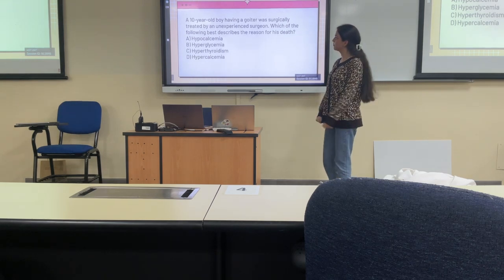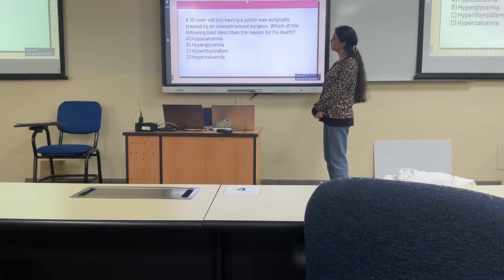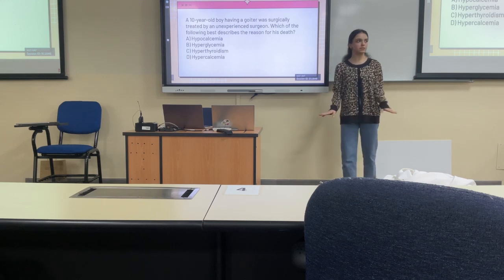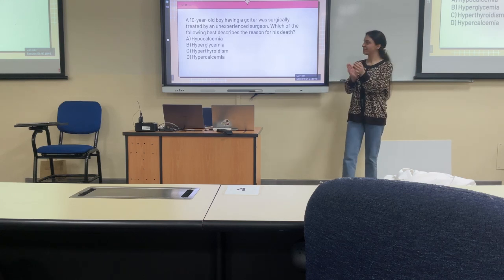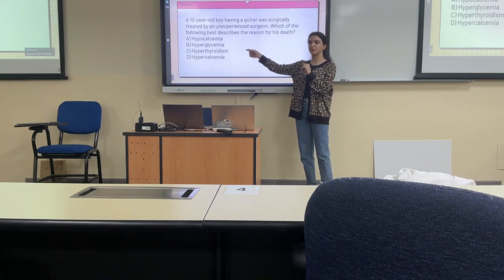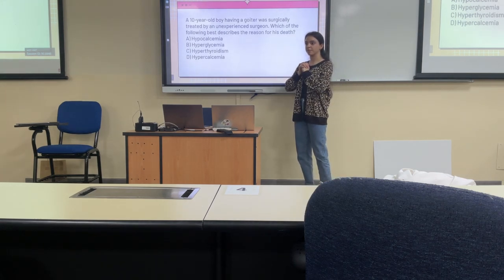A 10-year-old boy having a goiter was surgically treated by an experienced surgeon. Which of the following best describes the reason for his death? Hypocalcemia. That's true. Okay, so why do you think it's hypocalcemia? Because severe cases of hypocalcemia can lead to death.